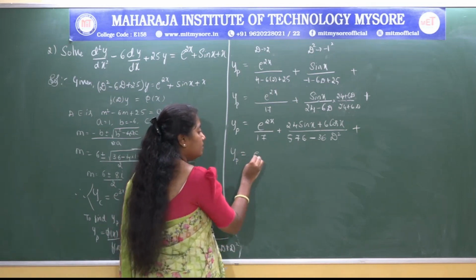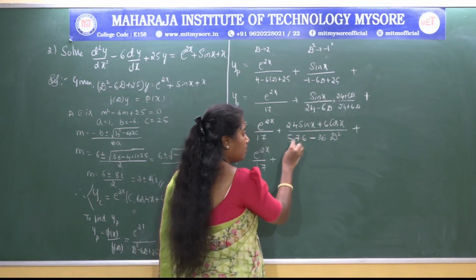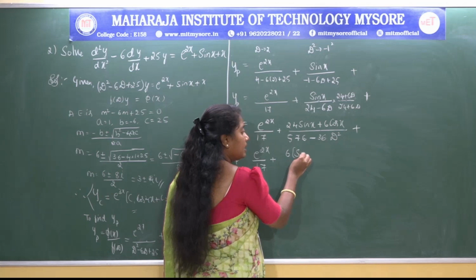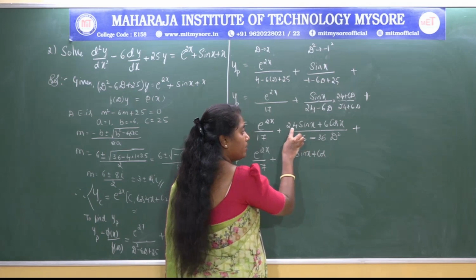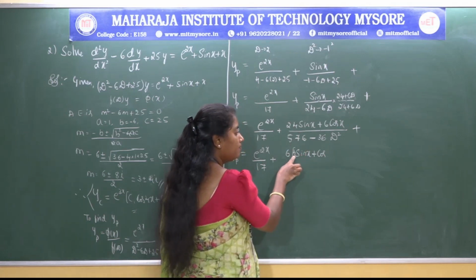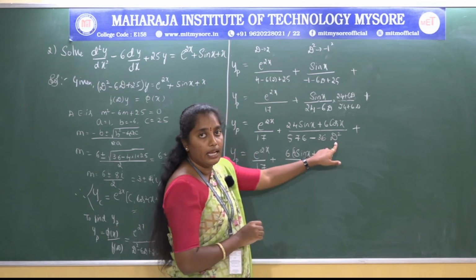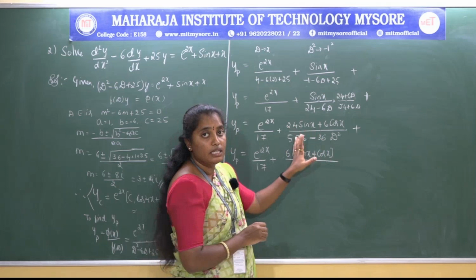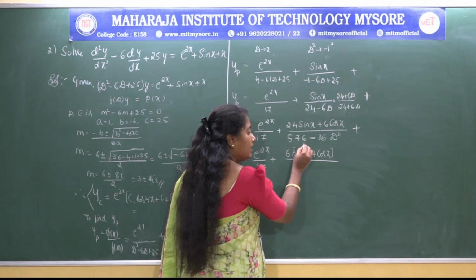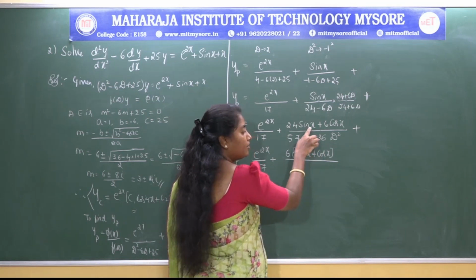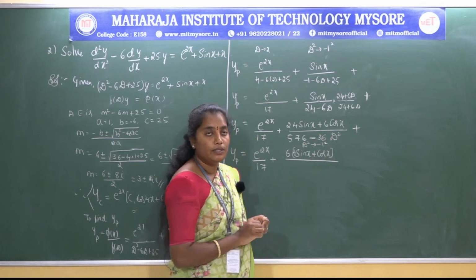Yp is equal to e power of 2x by 17 plus, on taking 6 as a common term in the numerator, the remaining element is 4 sin x plus cos x, divided by 24 here, on taking 6 as common. Since we have d square here, we need to get a non-zero denominator without d or d square element. Since the coefficient of the trigonometric element is 1, we have to replace d square by minus 1 square.